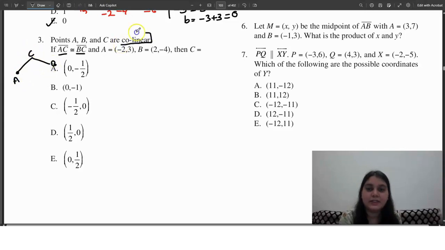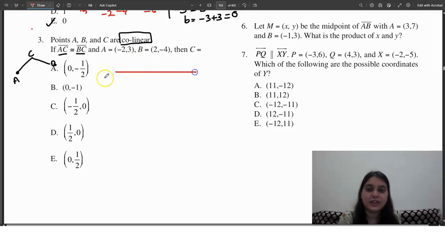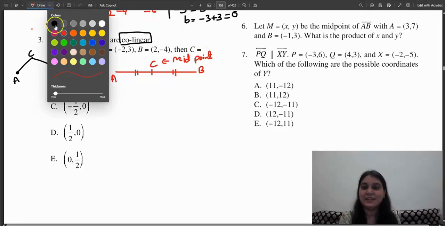But in this case, these points are collinear. That changes this whole equation. Now, these are in a straight line. AC and BC are equal. That means they can only be like this. So here clearly C is coming as the midpoint of AB. So because C is the midpoint of AB, we can simply use the midpoint formula to find C.